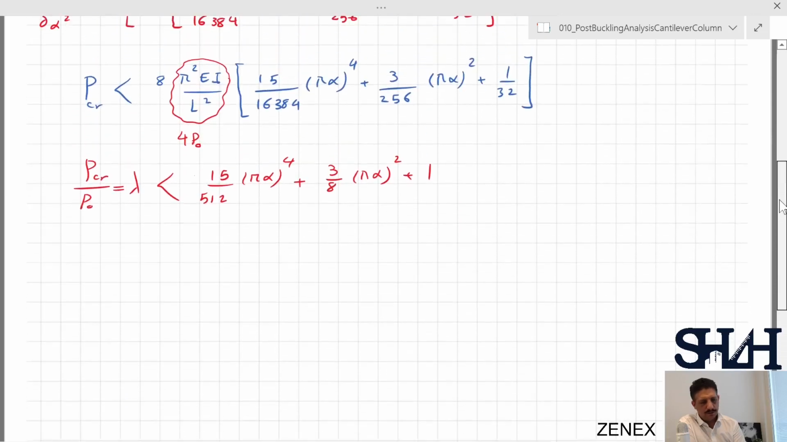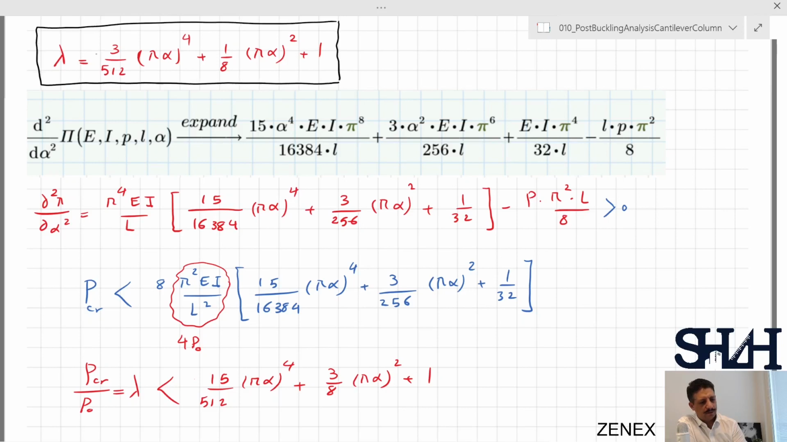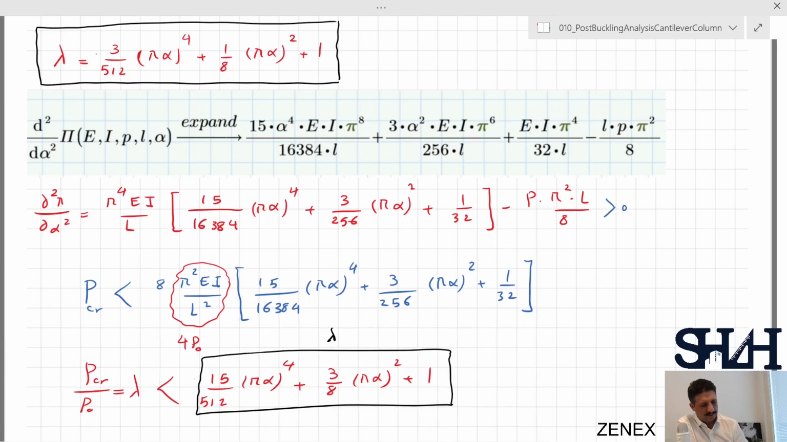Let's compare these two equations. So lambda here should be less than this function, let's say this is lambda s. We can see that 3 over 512 is less than 15 over 512. So it's less than that. 1 over 8 is less than 3 over 8, and 1 is the same as 1. So we can see that with any pi alpha factor, lambda will be less than lambda s.